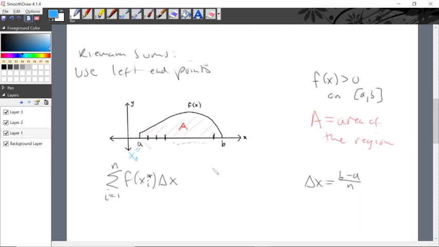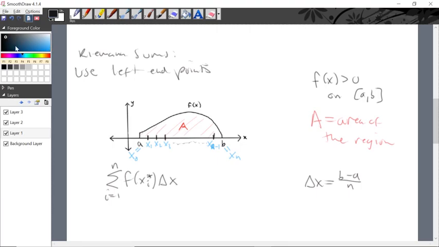So if a is equal to x naught, then this line right here would be where x1 is, and then this line can be where x2 is, and this line would be x3, et cetera, down the line. And ultimately, I'm going to call b x sub n. That way, since we started at x naught and ended at x sub n, we have a total of n plus 1 x values. This value right here, just before b, that would be x sub n minus 1.